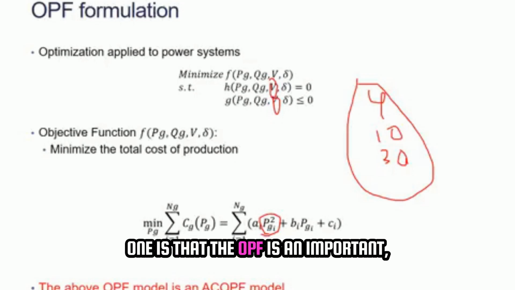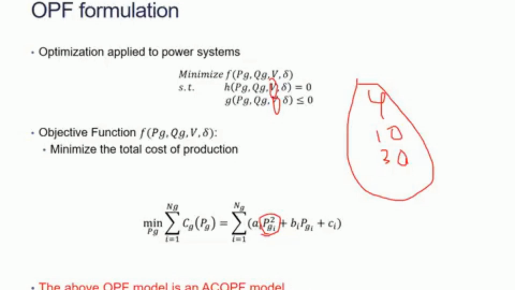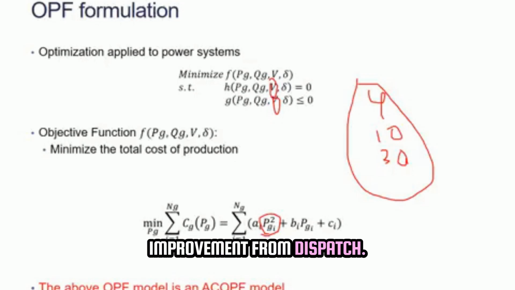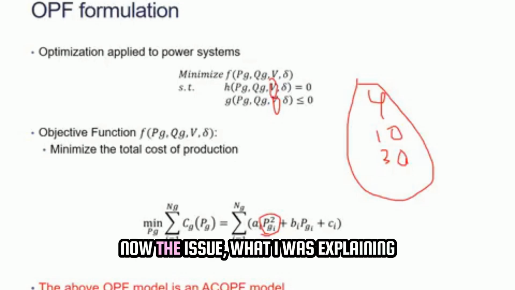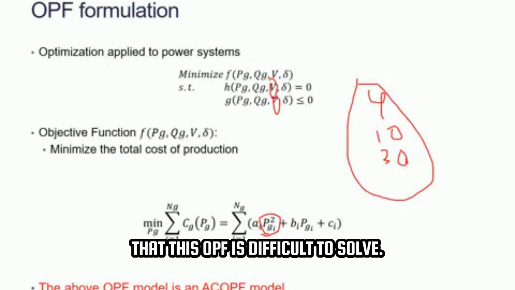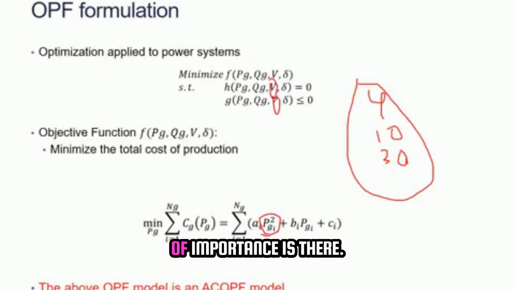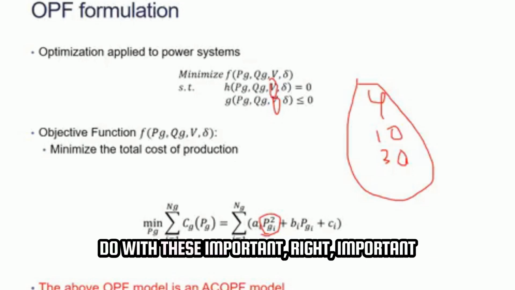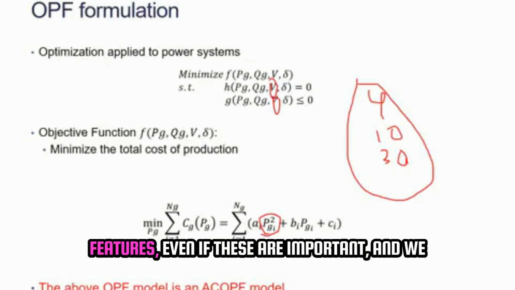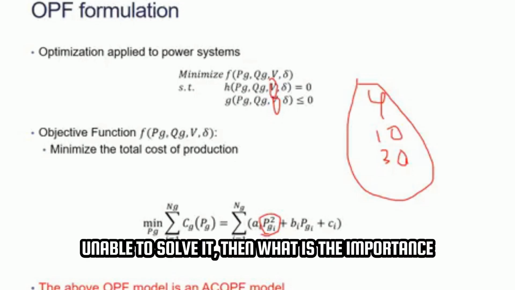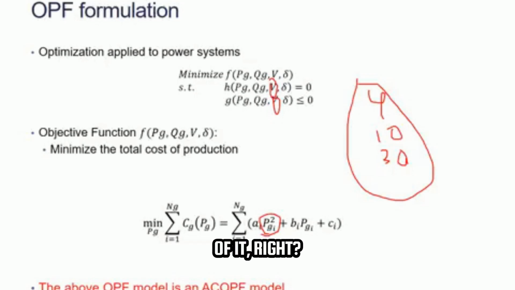One is that the OPF is an important model, and it has a significant improvement over economic dispatch. Now the issue I was explaining at the start of this lecture is that this OPF is difficult to solve. Obviously there is a lot of importance, but even if these features are important, if we are unable to solve it, then what is the importance of it, right?